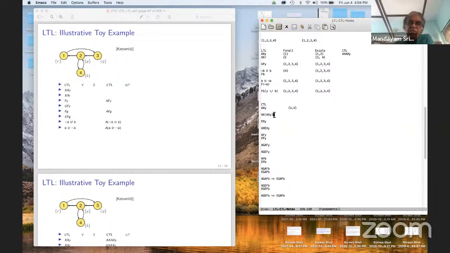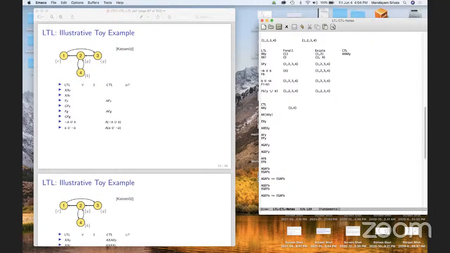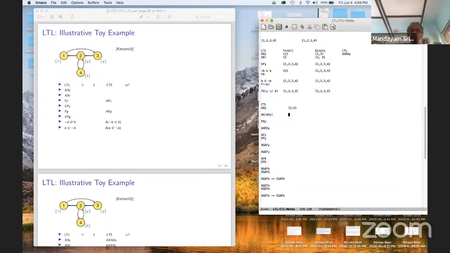How about this one? X of AX of Y. State 1 will satisfy this property, because state 1 goes to state 3 and state 3 satisfies AX of Y. And that's it. Only state 1.